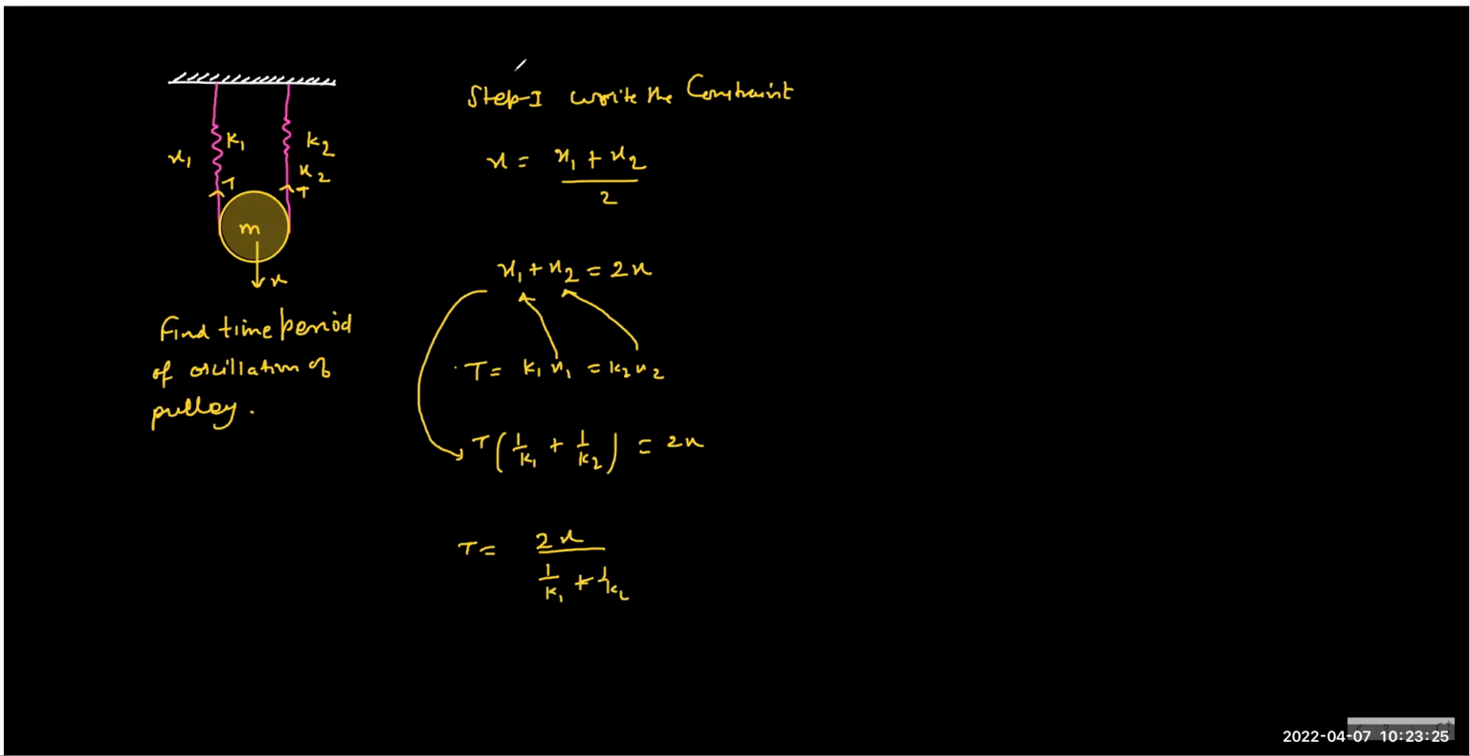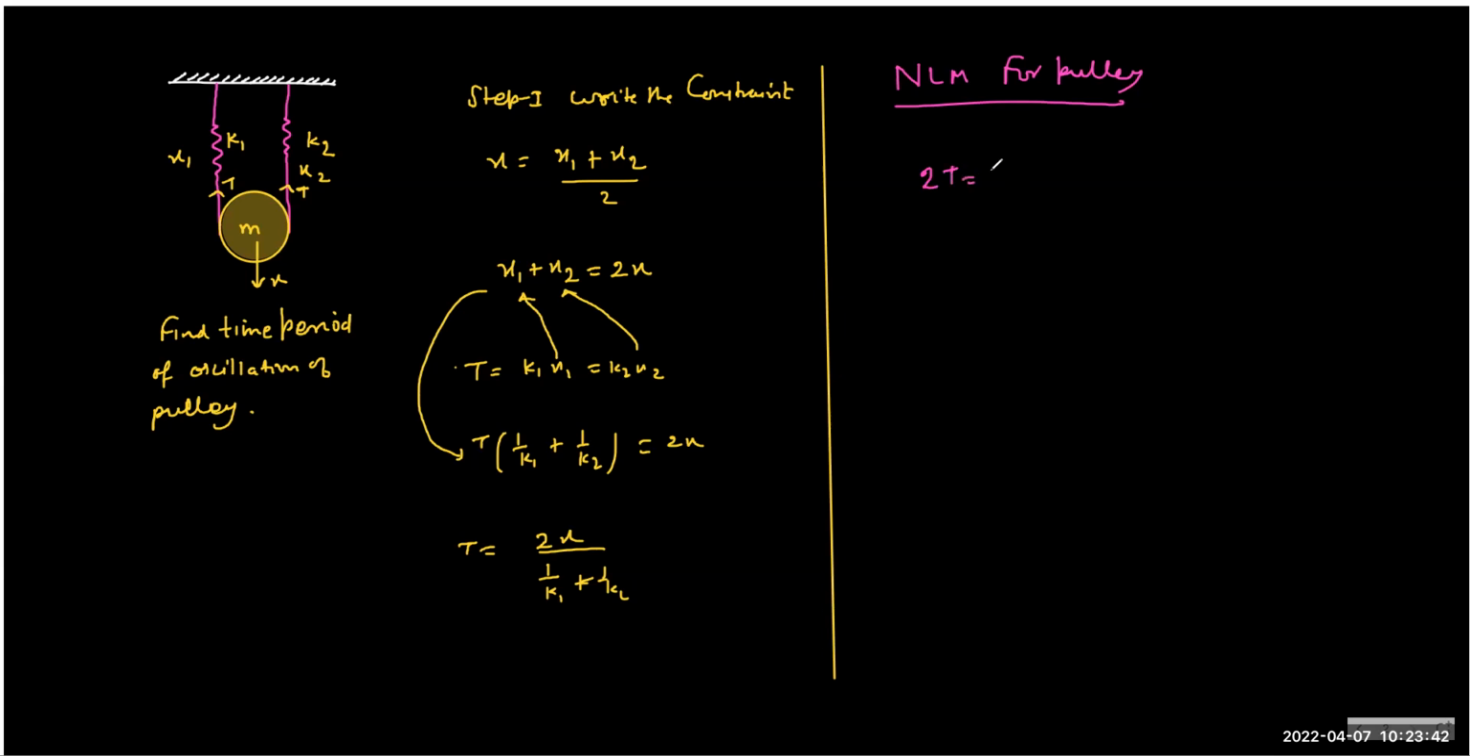Now, the next step is writing the laws of motion for the pulley, because the pulley is moving. You can see that it's going down and the net pull force is acting upward, which is 2T. So you can write 2T equals minus ma. Why minus? Because it's going to retard. So 2 times 2x is minus 1. So the rest is, you know.